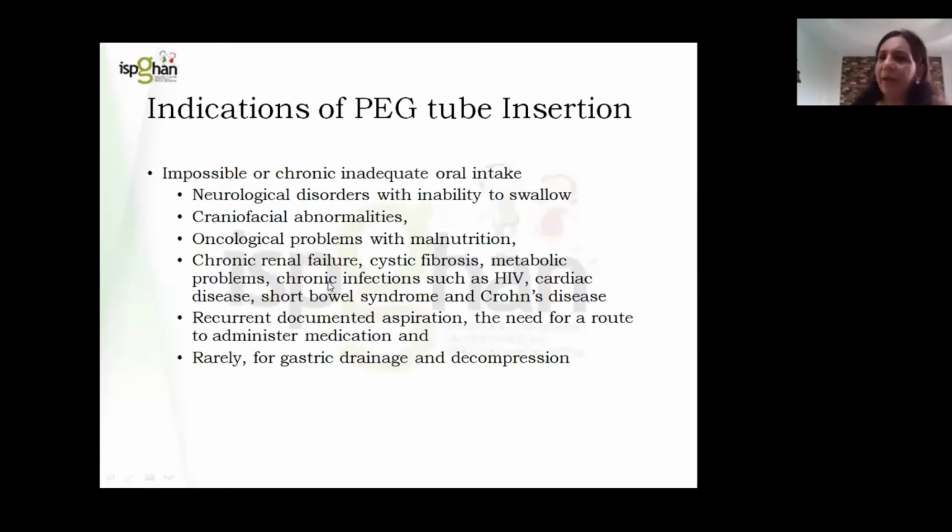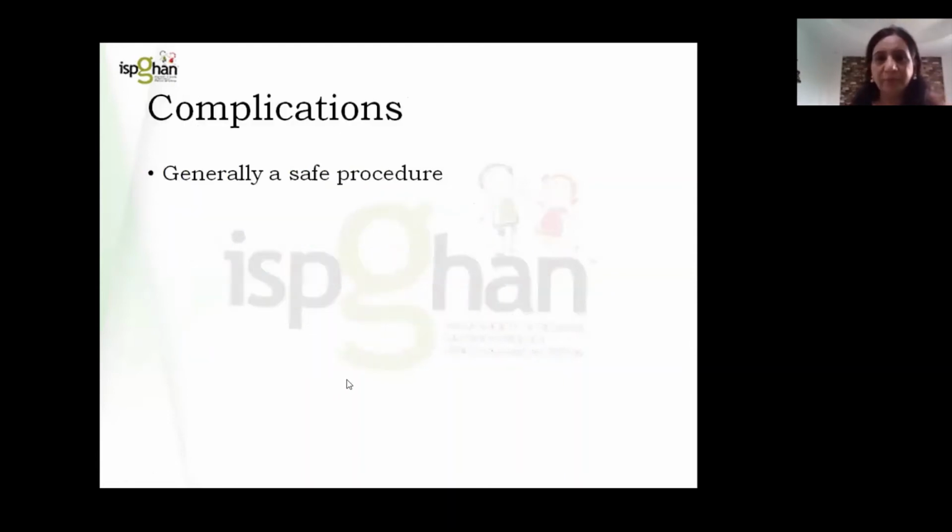So the indications of PEG tube insertion are whenever we are expecting that it is impossible or it is going to be a chronic period before the patient can be given orally, like in any neurological disorder when there is inability to swallow, or there are craniofacial abnormalities, oncological problems causing malnutrition, all chronic diseases like chronic renal failure, short bowel syndrome, metabolic problems, cystic fibrosis, when the oral intake is inadequate to meet the demands, then recurrent documented aspiration, or whenever, very rarely, we use it as a port for gastric drainage and decompression.